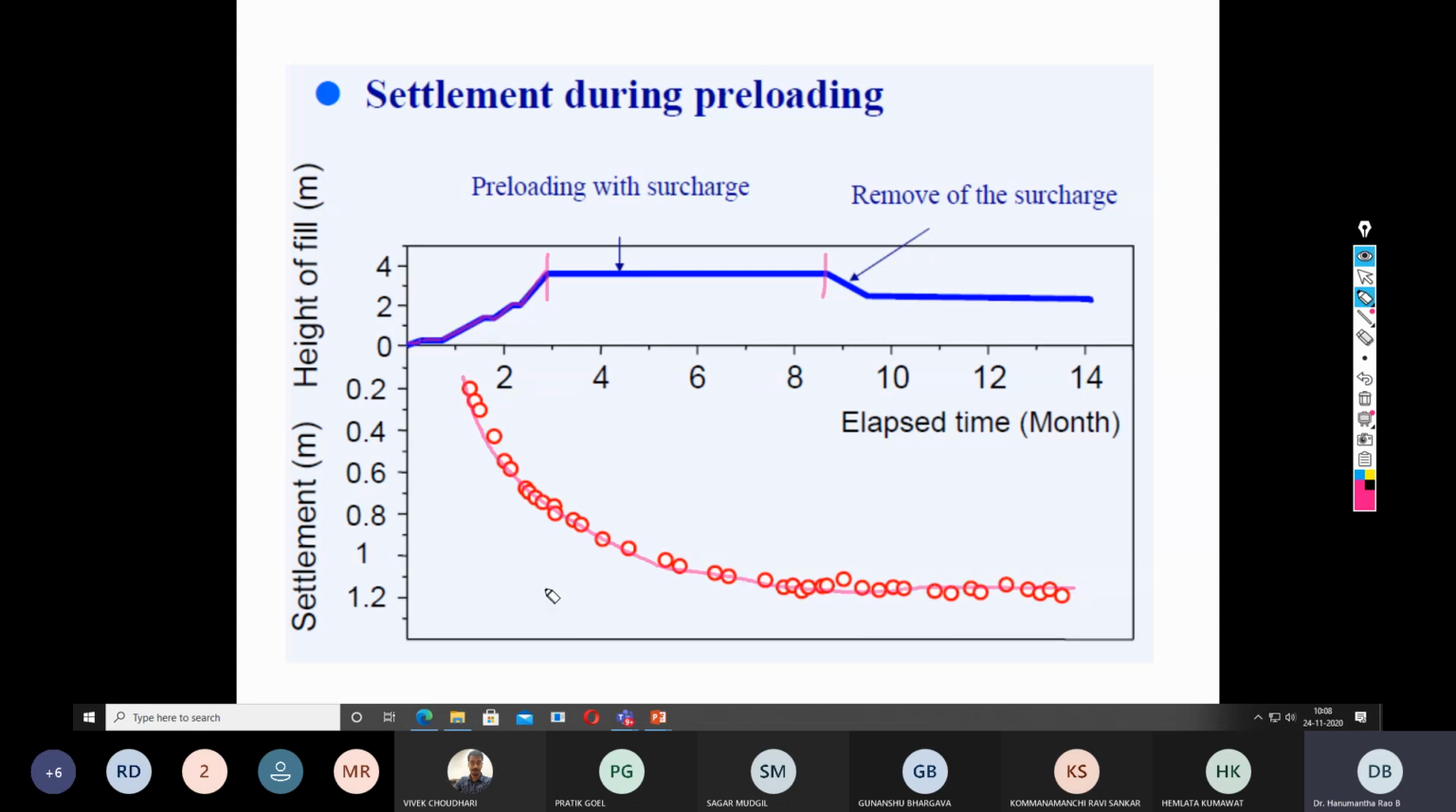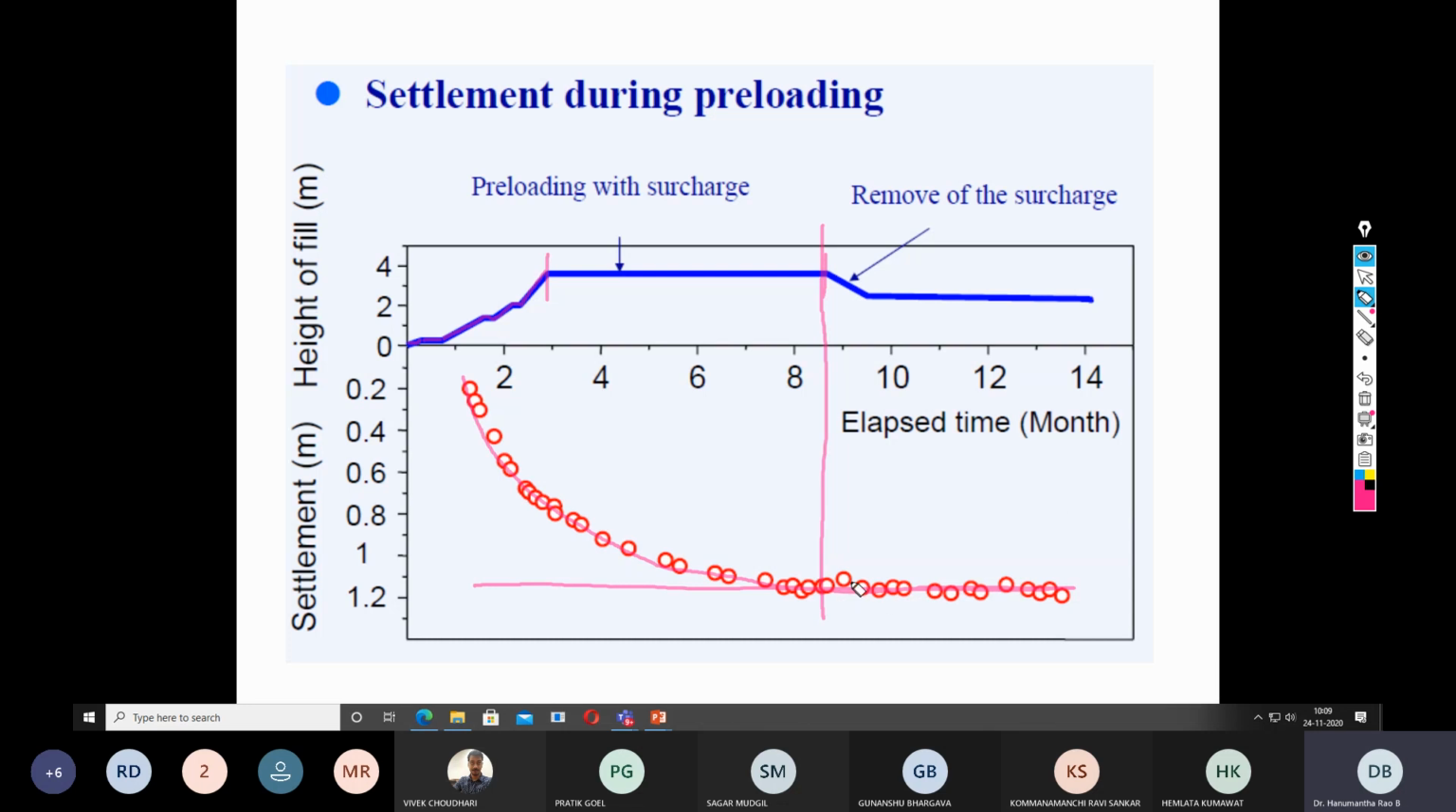Ultimately the final settlement is supposed to become constant after a certain time. If you look at this relationship carefully, after approximately 8.5 or 9 months, the settlement started becoming almost constant. And in fact, you need to monitor even beyond the elapsed time. Would there be any kind of recovery in the settlement, or does the same settlement continue even after removal of the surcharge load for some time?